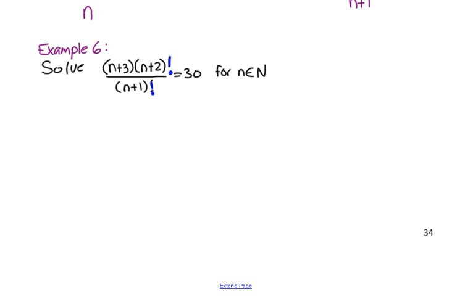N plus 2. I'll use blue. N plus 3 will stay the same. So n plus 2 times 1 less than n plus 2 is what? N plus 1. Can we stop? Yeah, because we got to the bottom one, so we'll leave that as a factorial over n plus 1 factorial equals 30. Now what happens?